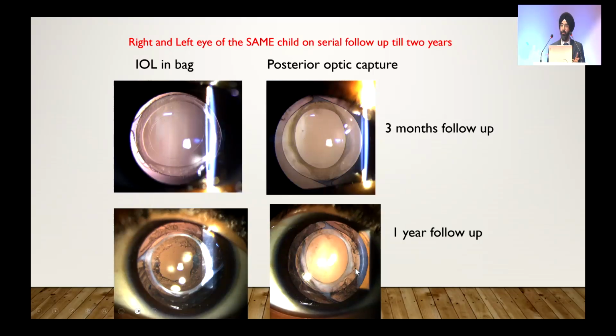The bag is sealed because there is nothing in the bag. The optic is behind the posterior capsule. And if you see here in the bag what's happening, there is lens matter proliferation, even though it has not reached the visual axis. So that is the advantage of doing a posterior optic capture. That's the second place where we can place the IOL.